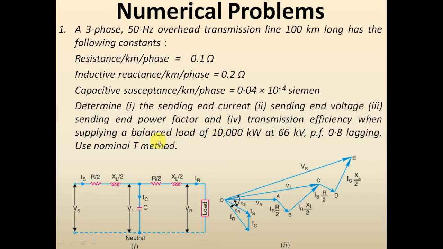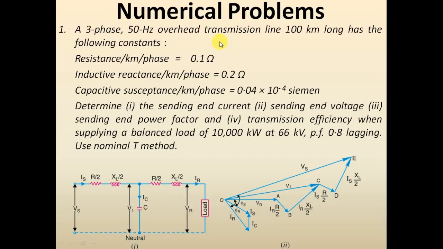When supplying a balanced load of 10,000 kilowatt at 66 kV and power factor is 0.8 lagging, these are actually the load parameters. It's clearly mentioned that you have to use the nominal T method to solve this problem. So just like I mentioned now, you have to first draw the equivalent circuit followed by its vector diagram.